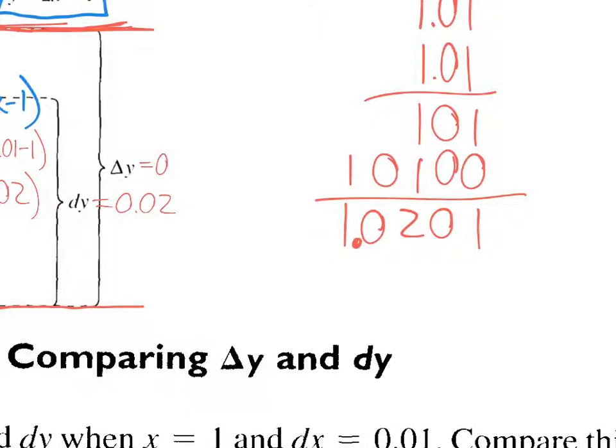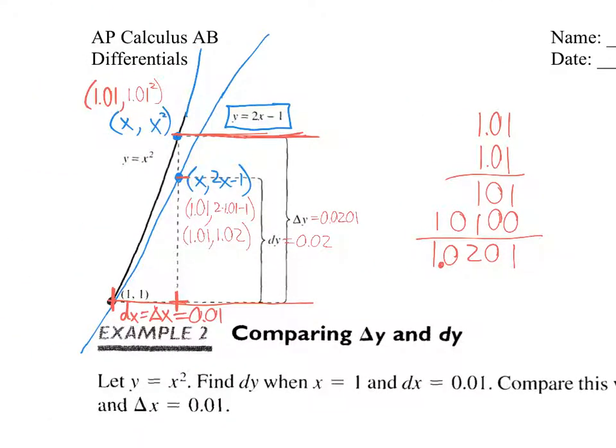0.0201. So we're only 1/10,000th off in our approximation. Wait, how do you find that this one is the actual one? The delta y is the actual distance we would have to travel to go from 1,1 up to 1.01. This one we did because we knew the function was y equals x squared, and we just did the arithmetic.